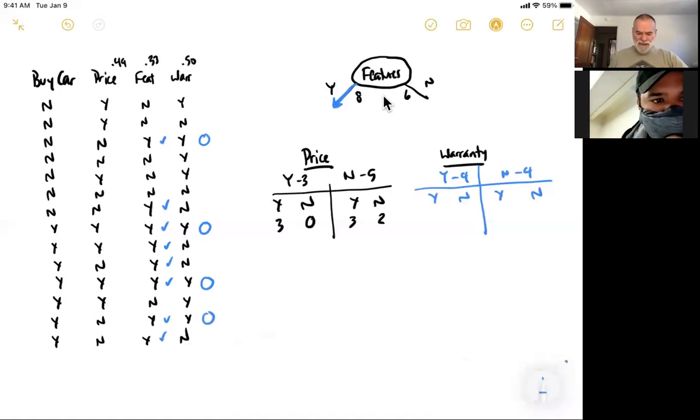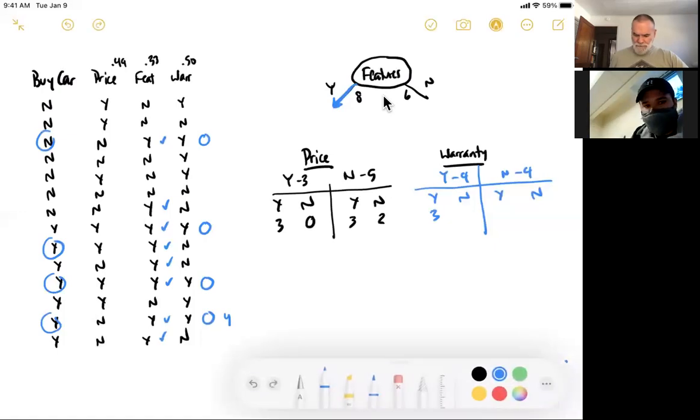And it looks like we've got 3 yeses. This is a yes, a yes, and a yes. So we'll have 3 yeses and it looks like 1 no. All right. Now let's do the same thing. 3 yeses and 1 no.